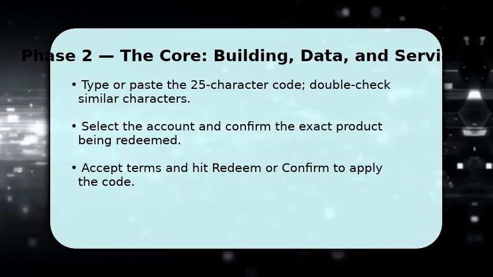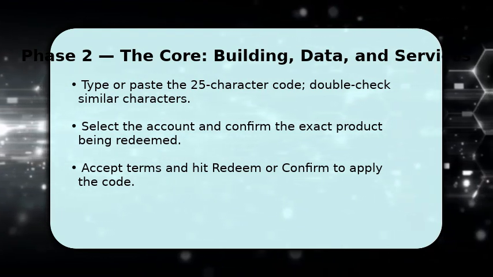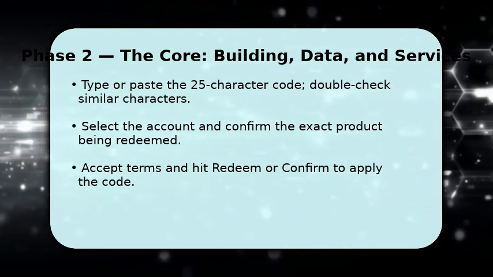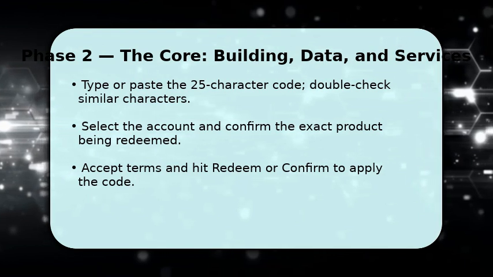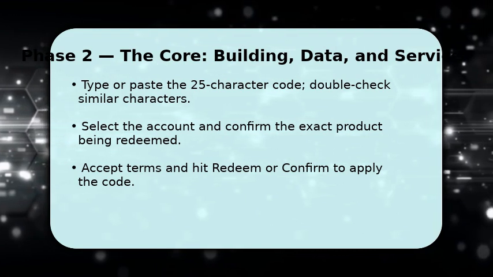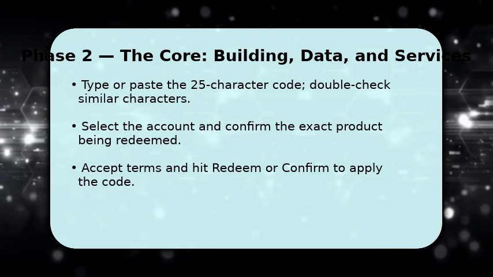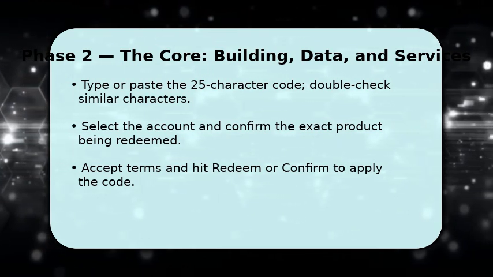After the system validates the code, it will show what you're redeeming, Xbox Live, subscriptions, or store credit, so confirm that selection. If the item requires payment info for taxes or balance, follow the prompts. Finally, click Redeem or Confirm. The service will attach the entitlement immediately to your Microsoft account.